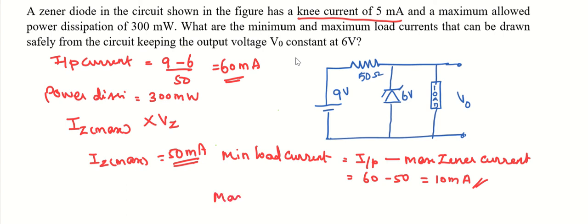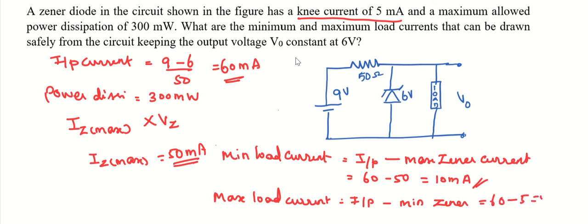So the minimum load current is 10 milliamp. The maximum load current will be equal to input current minus minimum Zener current. So it is equal to what? 60 minus 5, 55 milliamps. So the minimum load current is 10 milliamp and the maximum load current is 55 milliamps.